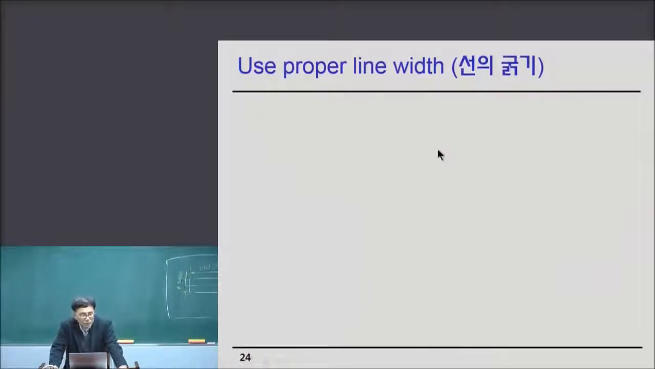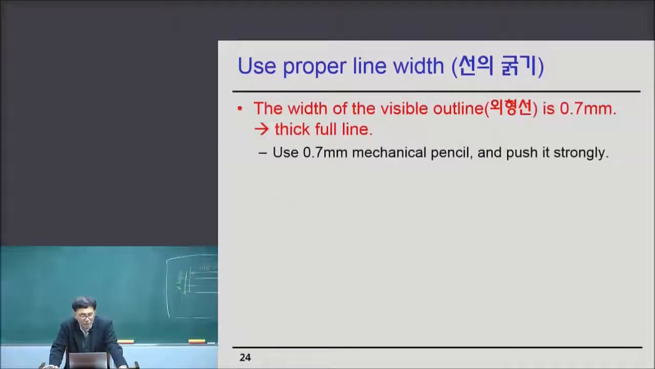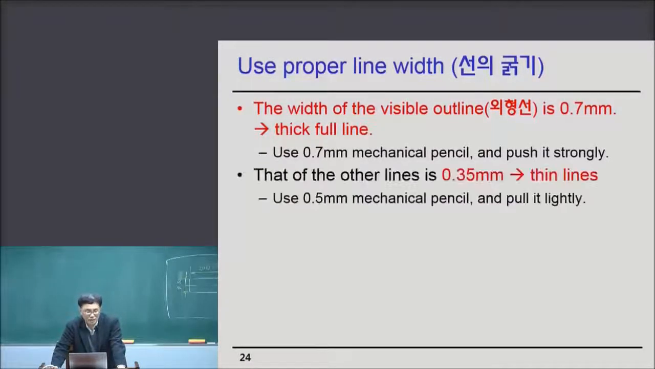And a very important one in lines is that you must use proper line width. The width of the visible outline should be 0.7 millimeter, which is a thick full line, very thick. So use a thickness of 0.7 millimeter. Using a 0.7 mechanical pencil and pushing it strongly, you can generate a visible line with the proper thickness.